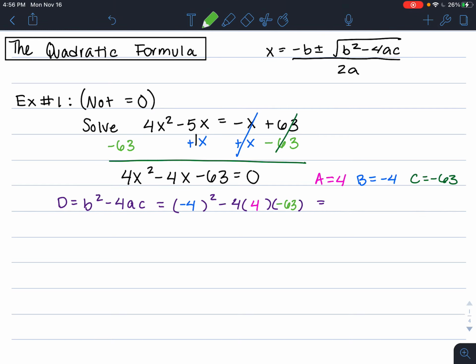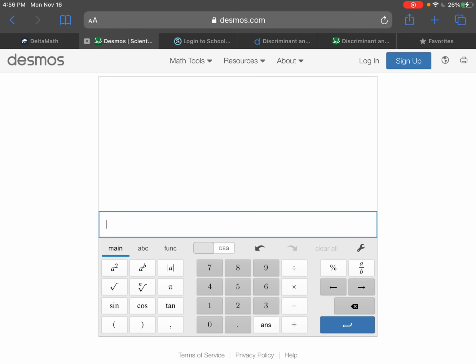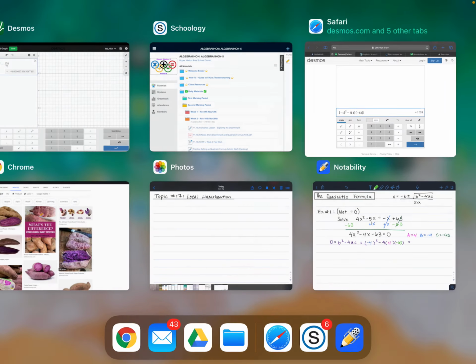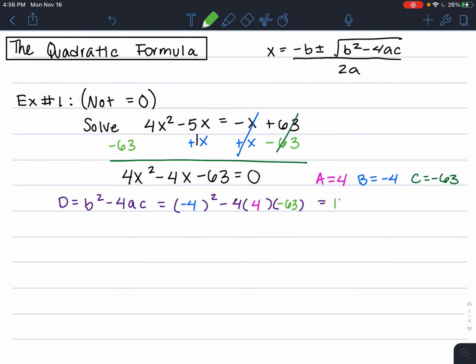Now I'm just going to go ahead and use a calculator for this. I'm going to use the Desmos Scientific Calculator, which, if you Google Desmos Scientific Calculator, it will come up. I'm going to make sure I type it the same way that I had it on my paper. I like this calculator because as you continue typing, it pops up with the answer on the end. So my discriminant is 1024.